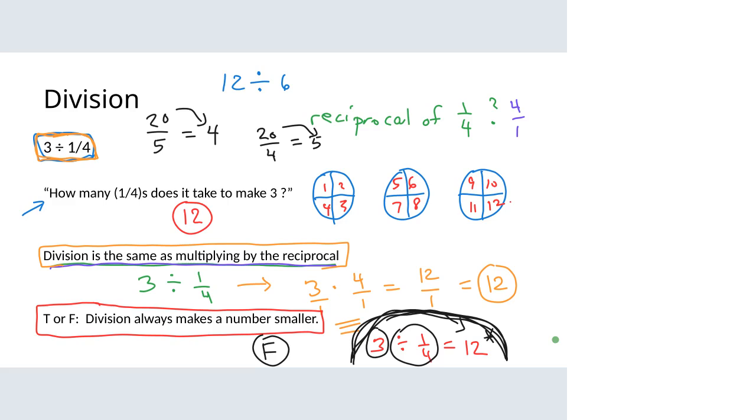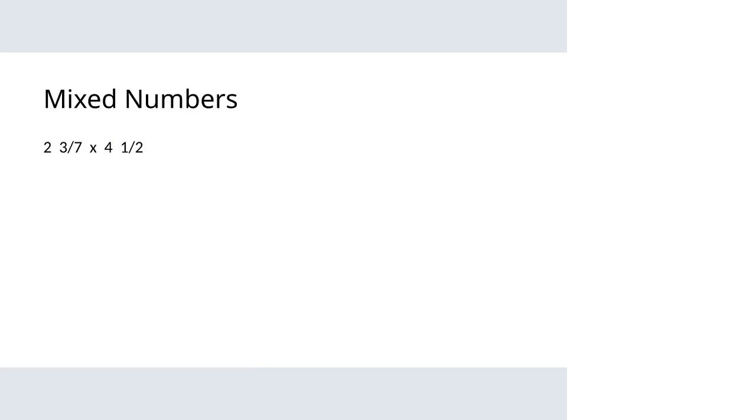All right, a little more about division. We're going to look at mixed numbers. This is a multiplication problem first, so let's start there. Here I have 2 3/7 multiplied by 4 1/2. When we worked with mixed numbers before, we could kind of do something with the whole number part and then do something with the fraction part. With addition and subtraction, that was okay, but with multiplication, it's not.